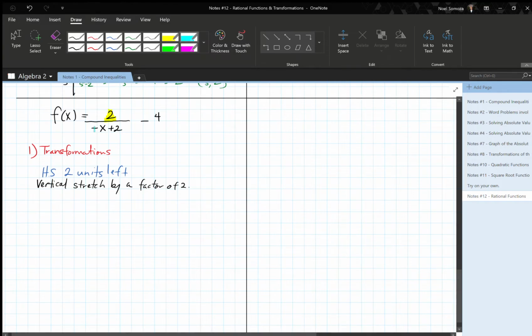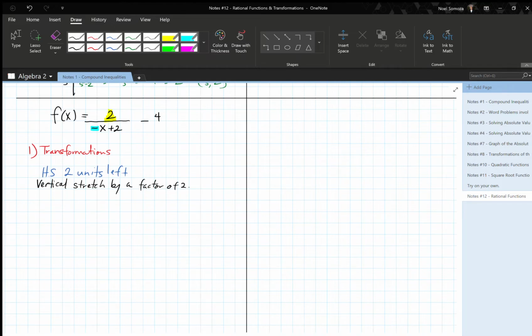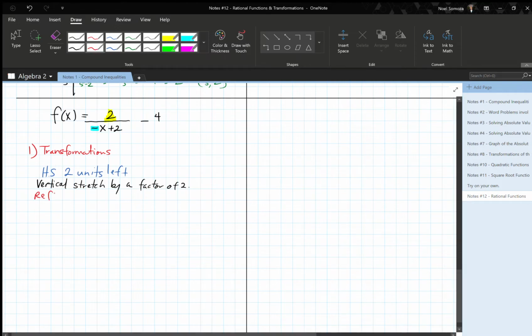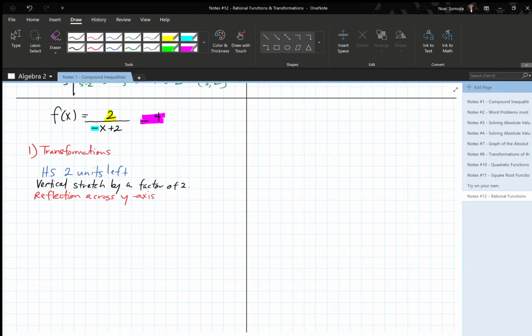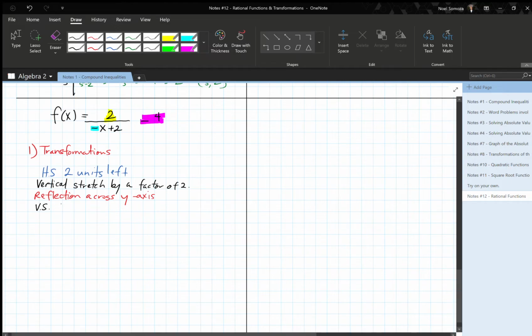Then I notice that I have a negative in front of x. That negative is directly in front of the x, which tells me that I have a reflection across the y-axis. So we can say reflection across y-axis. And then finally, I have a negative 4 out here, so we can say that we have a vertical shift 4 units down. Okay, so that's the transformations.